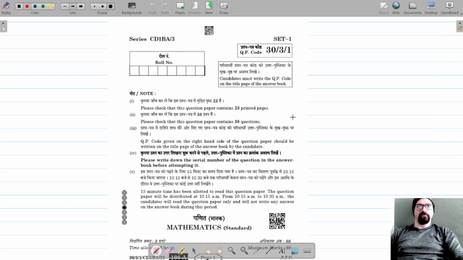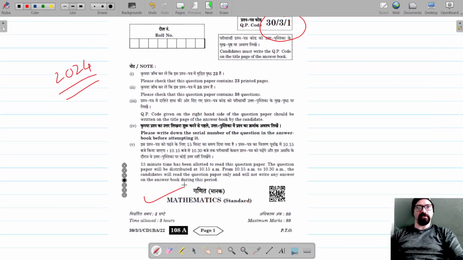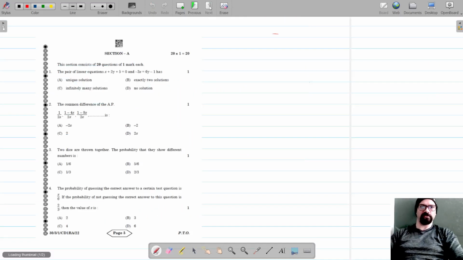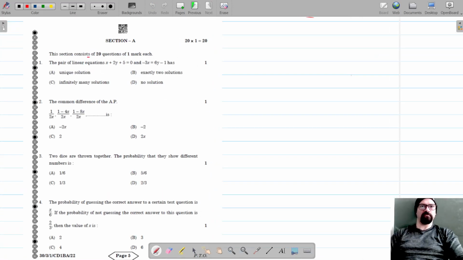Okay, we are about to start solving the third set for 2024, and this is Mathematics 10. So let's start with Section A. Section A consists of 20 questions of 1 mark each.